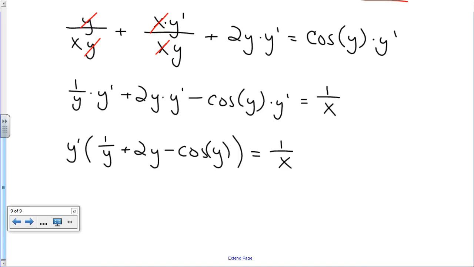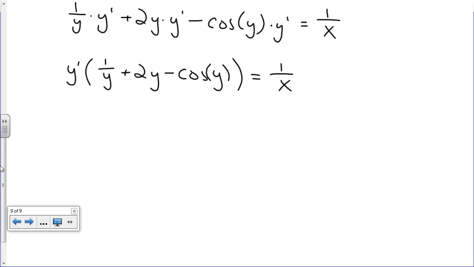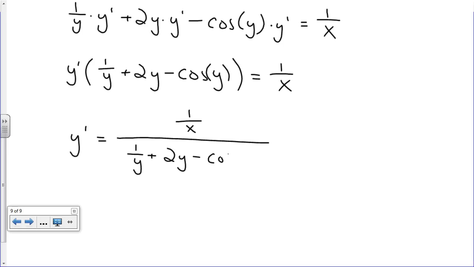All right, and finally, the last step of this is to divide by this factor that I have over here on the left side. So I have y prime is equal to, I guess there's a couple ways you could write it, but I'm going to write it as 1 over x divided by all of this stuff. It's 1 over y plus 2y minus the cosine of y. And there's certainly some things you could do to rewrite this a little bit. I don't know that I would suggest it, but you could definitely move the x that you have in the numerator, that 1 over x, into the denominator if you wanted to, but I might suggest you leave it in this form.